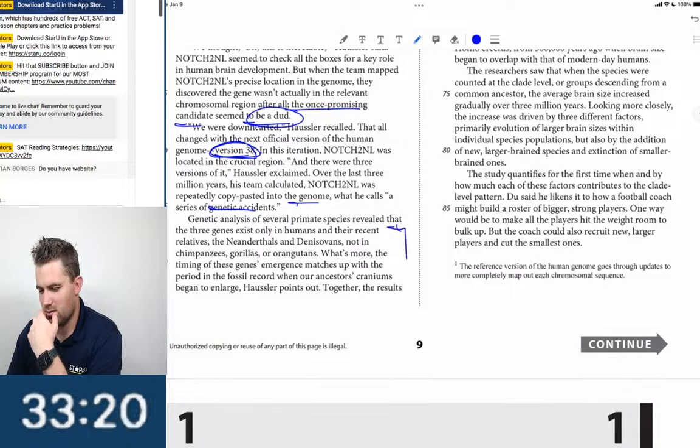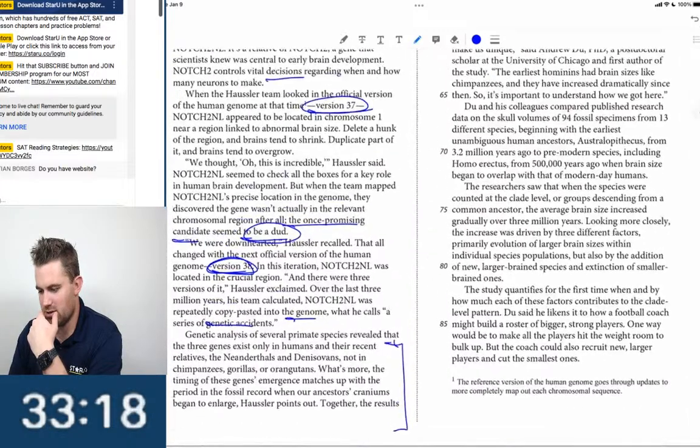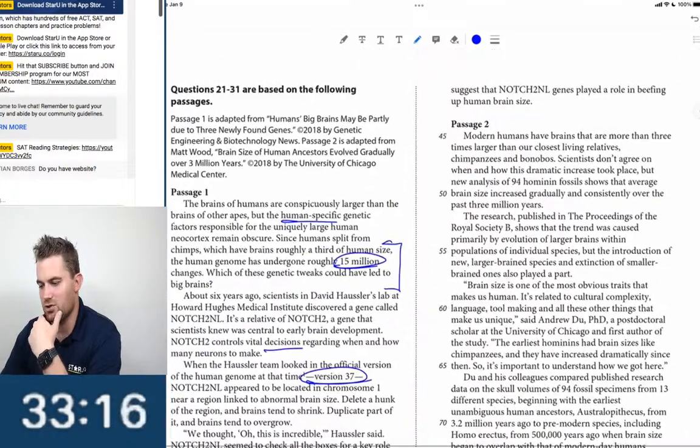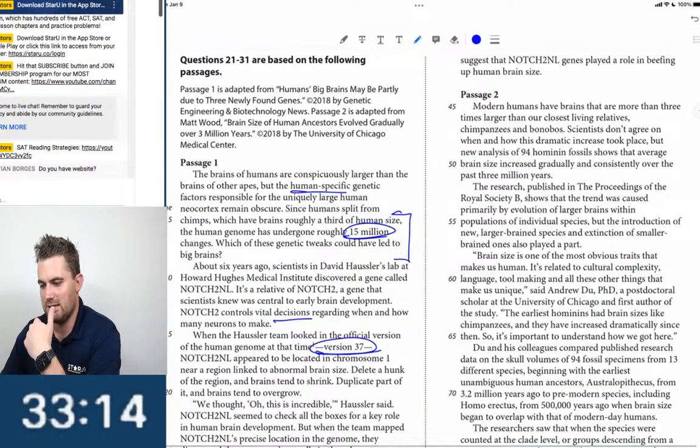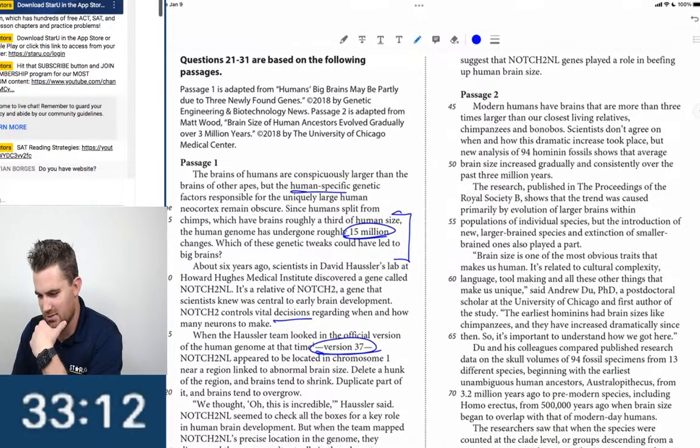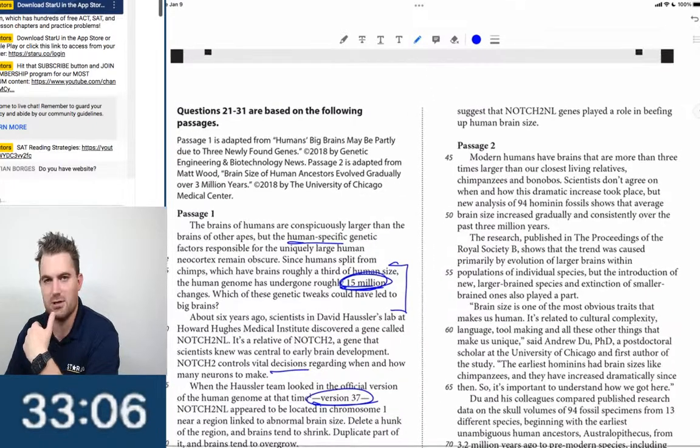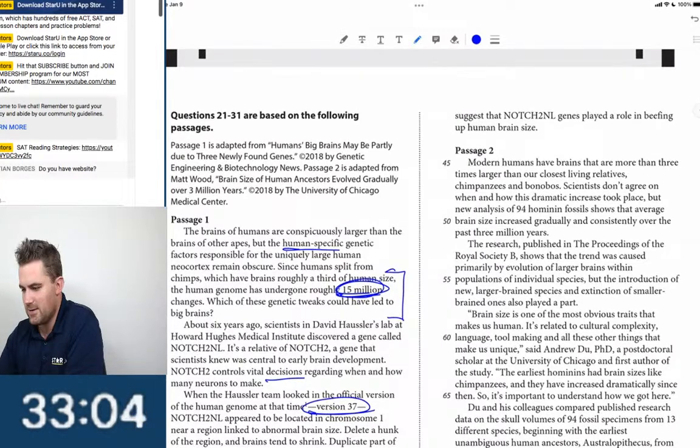Okay, so this is saying that not in version 37 of the times that it's multiplied. How many times did they say that it's gone? Million? Right? Was it millions? 15 million changes. So there's some version of this. Genes played a role in beefing up. Beefing up means getting bigger, right? Beefing up human brain size.